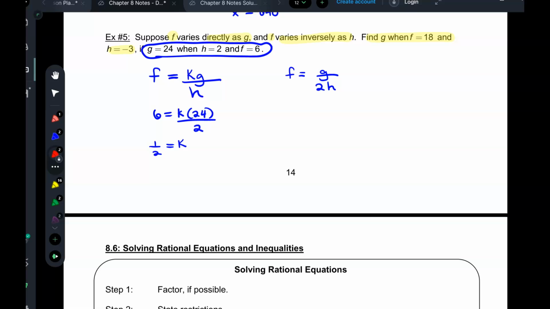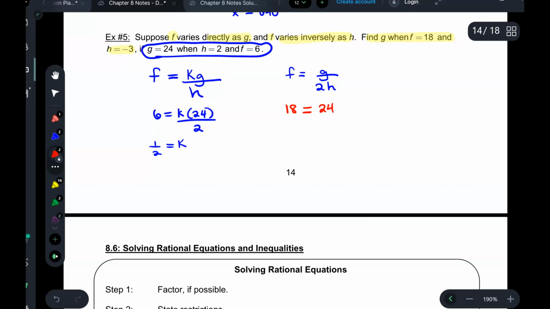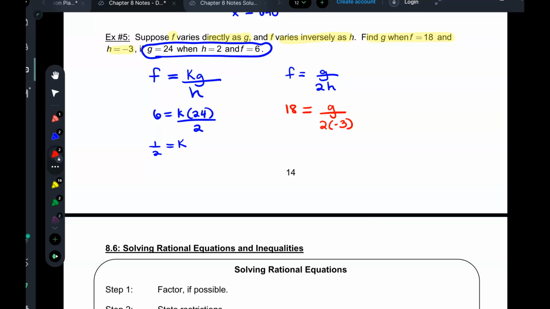This was just my equation relating everything. Now I'm going to plug in: F is 18. We're finding out what G is when F is 18 and H is negative 3. H doesn't matter for the first part, right? We don't need to use H at all.